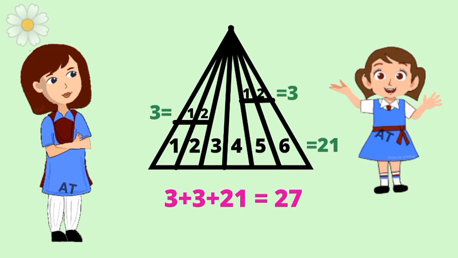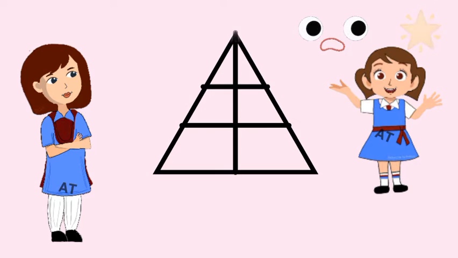We'll add all the values together. 3 plus 3 plus 21. We'll get 27 triangles in this figure. I'm a bit confused, Shija. Could you please explain this one again?